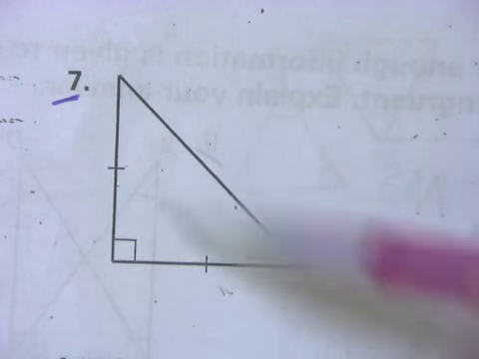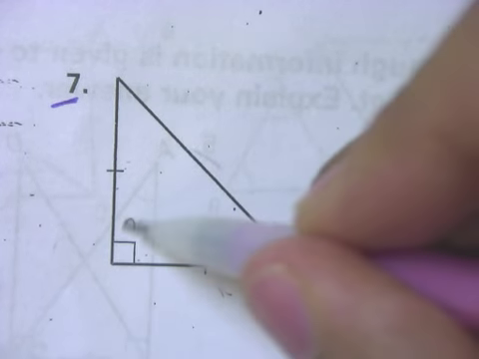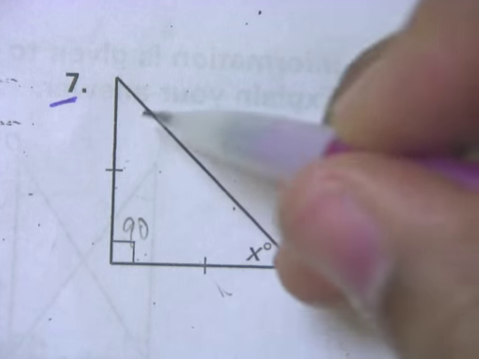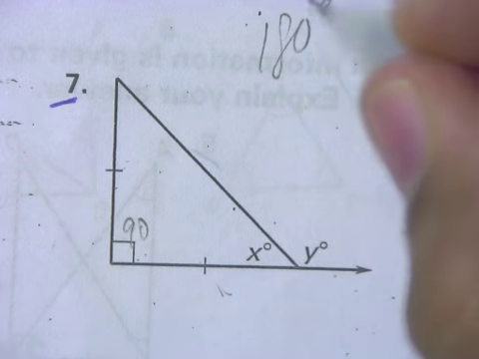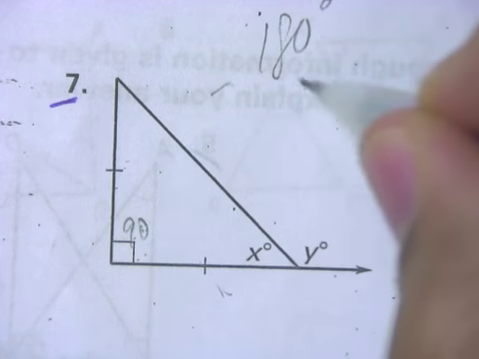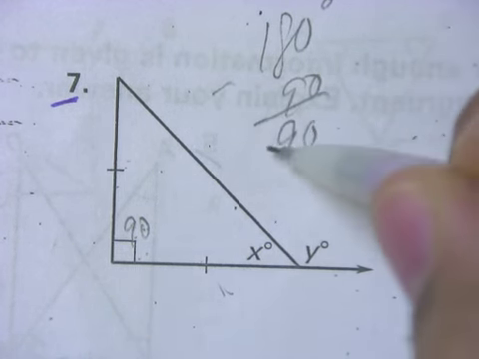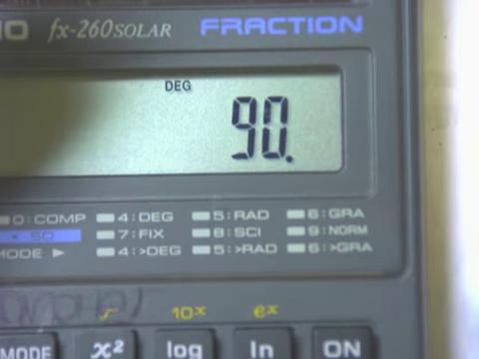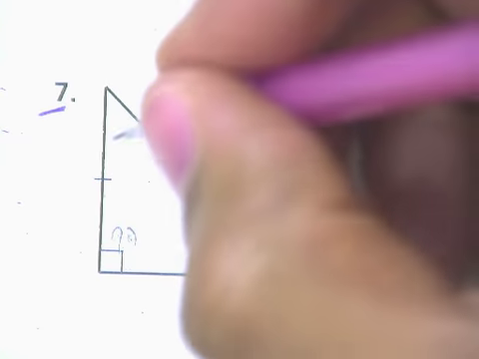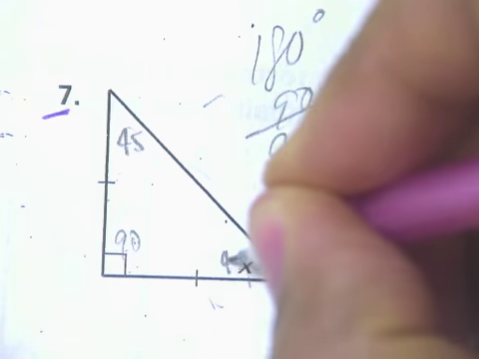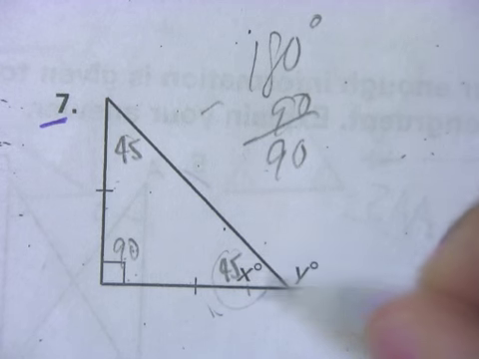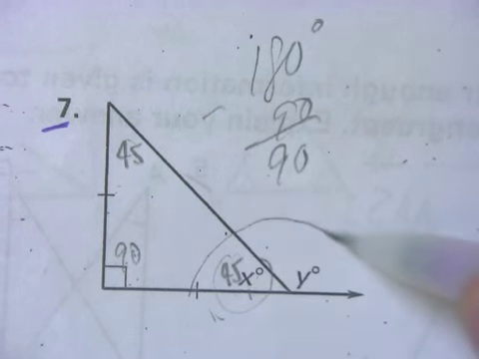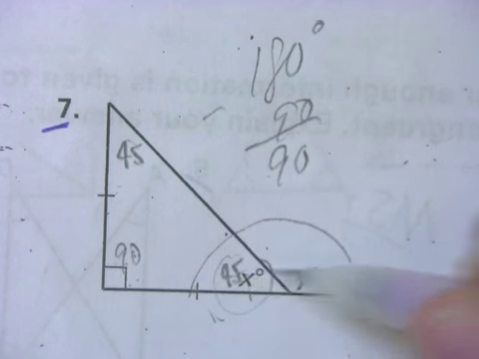Looking at question number 7, again, I have an isosceles right triangle, so I know that this is 90 degrees. I know that these two angles here are going to be 45 degrees because 180 minus the 90 leaves me with 90 degrees that I have to split between these two angles. So 90 divided by 2 is 45. So this is 45 degrees, and this is 45 degrees. So right away I can see that x is 45 degrees.